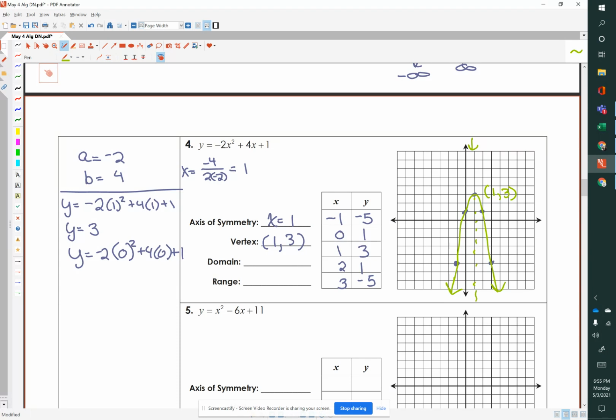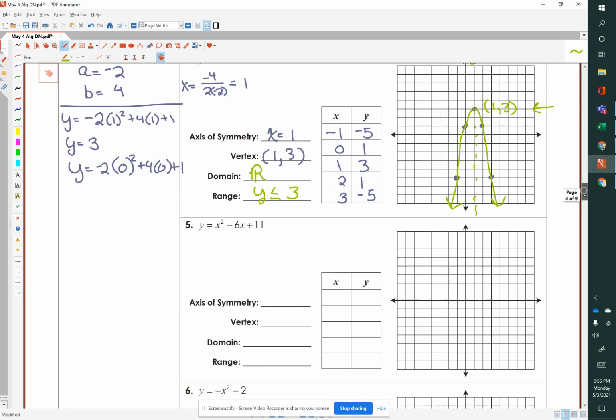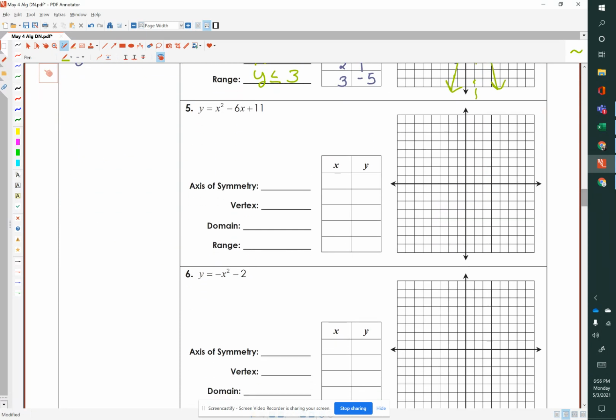There it is. So the domain is all real numbers, but the range is all the values of y such that y is less than or equal to 3. So you can see that when you have a downward facing parabola, y will always be less than or equal to something. When you have an upward facing parabola, y will be greater than or equal to something. So let's do number 5, and that'll be our last one for today.